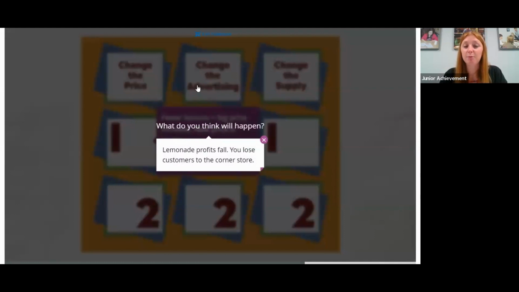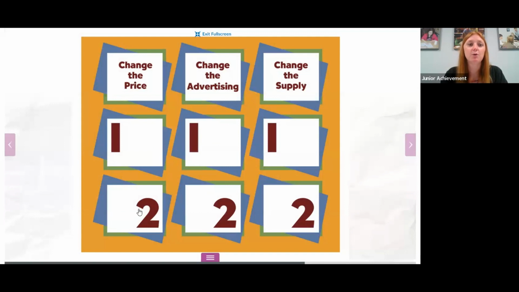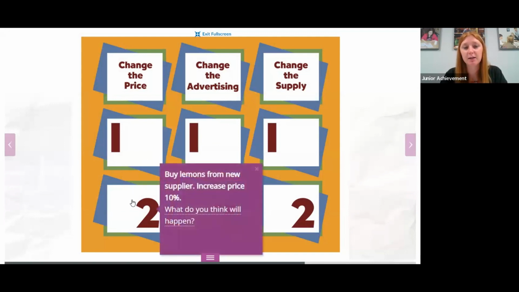So if they said that our profits will fall, I would give them a point on the board, and I would just keep score on the board. Then I would go to group 2. We're still on change the price. Click on 2. It says buy lemons from new supplier. Increase price 10%. What do you think will happen?